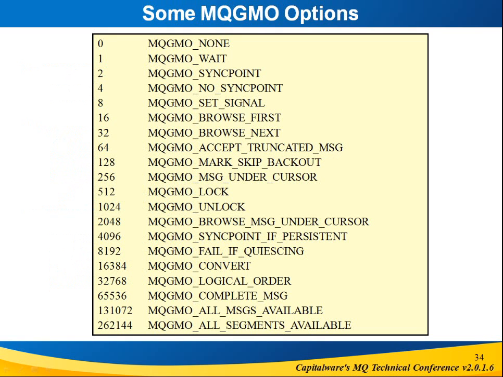By the way, just for reference, this is a list of some of the MQGMO options that you can arithmetically add together, and notice that you can turn off syncpoint by including the number 4 somewhere in that arithmetic addition, and that will cause syncpoint to be turned off for this front-side handler only.